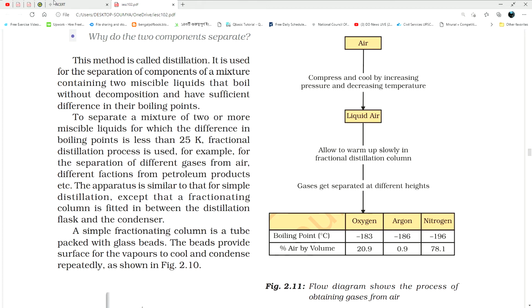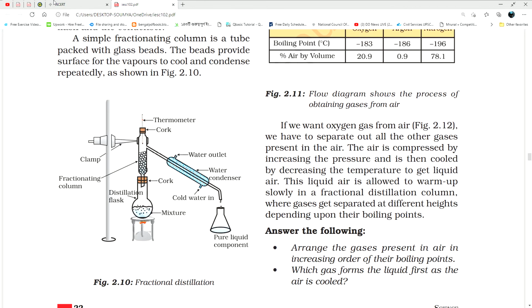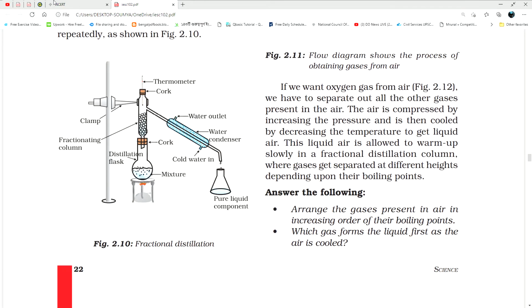A simple fractionating column is a tube packed with glass beads. The beads provide surface for the vapors to cool and condense repeatedly, as shown in the figure. Fractional distillation: thermometer, cork, water outlet, water condenser, pure liquid component, cold water in, cork, mixture, distillation flask, clamp, fractionating column.